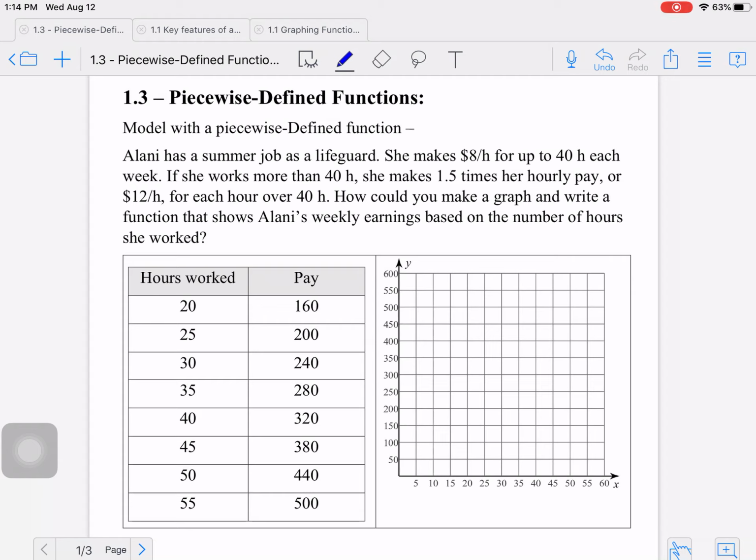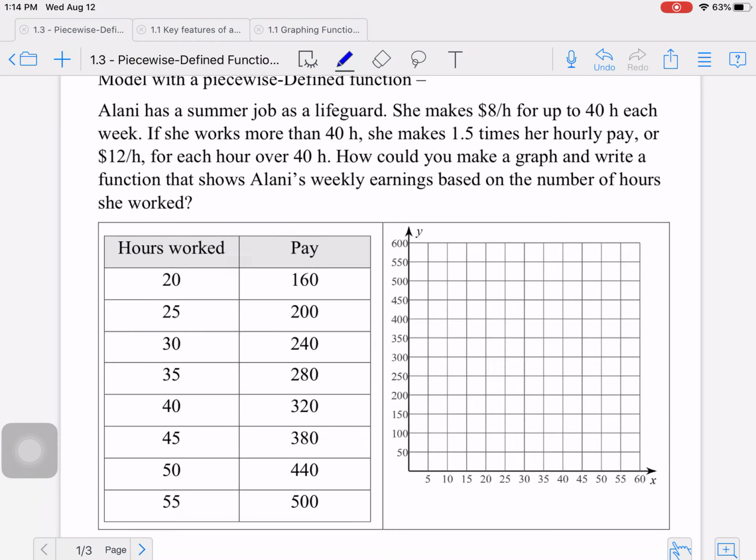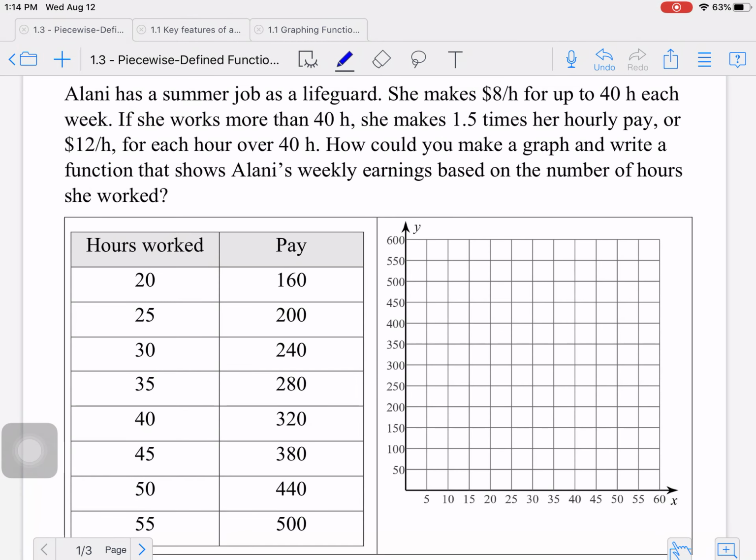Today we're going to be talking about piecewise-defined functions. Before we get into the whole objective of the lesson, which is being able to graph piecewise-defined functions, we're going to go over the concept of this lesson. So I'm going to go ahead and read the problem. I'm not great at reading, so just stay with me.